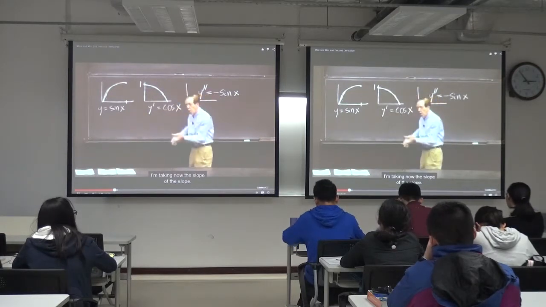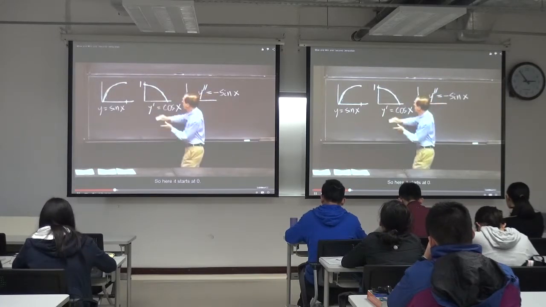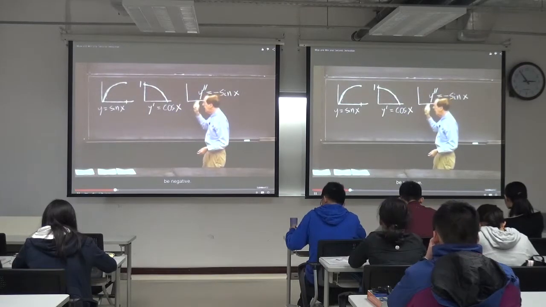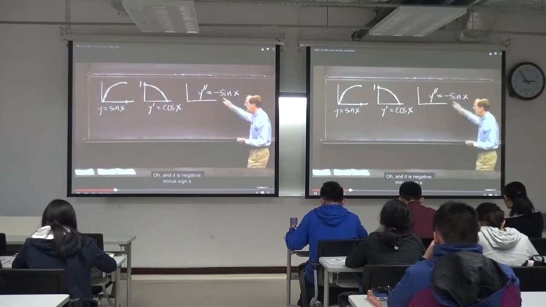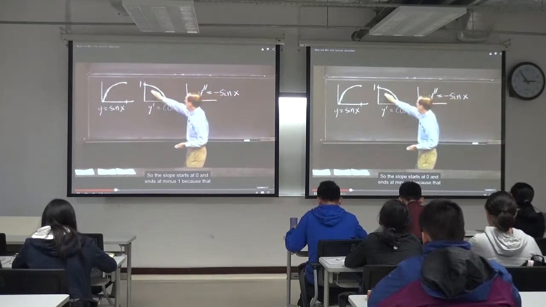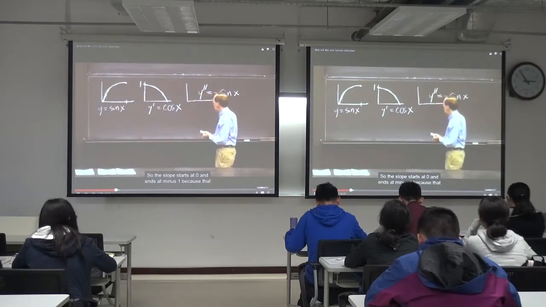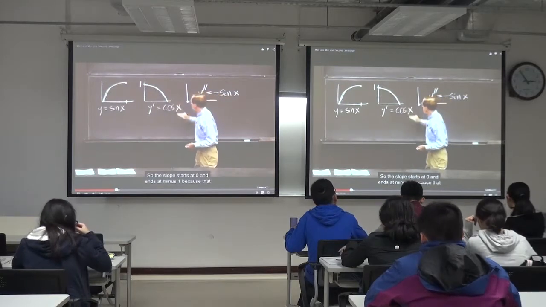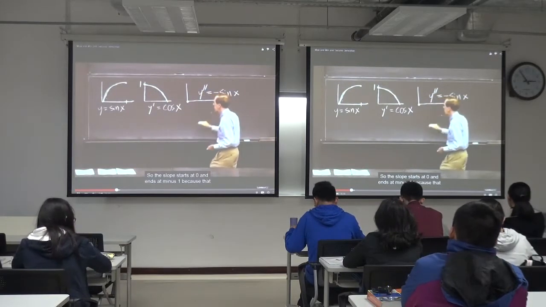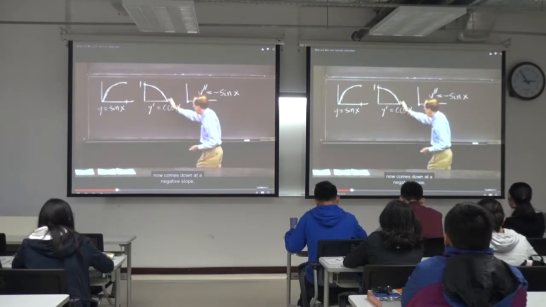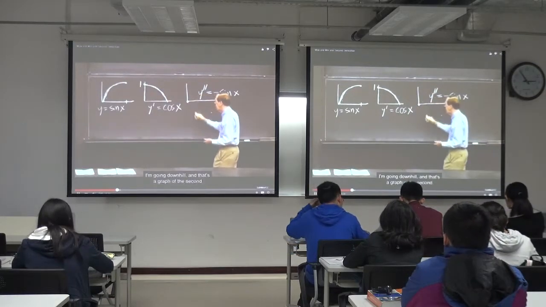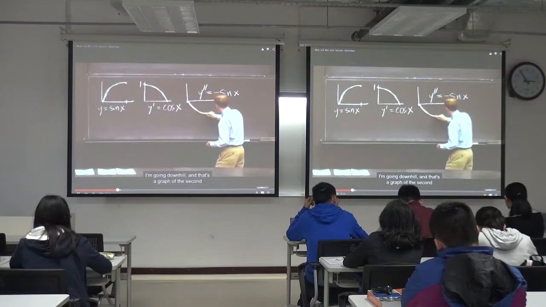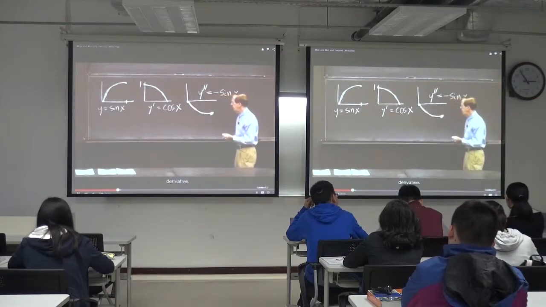I'm taking now the slope of the slope. So here it starts at 0. The slope is downwards, so the second derivative is going to be negative. Oh, and it is negative, minus sine x. So the slope starts at 0 and ends at minus 1, because that now comes down at a negative slope. The slope is negative. I'm going downhill, and that's a graph of the second derivative.